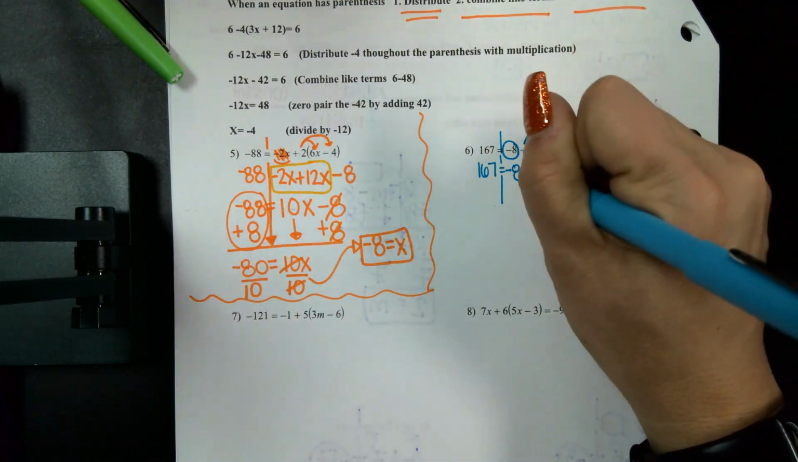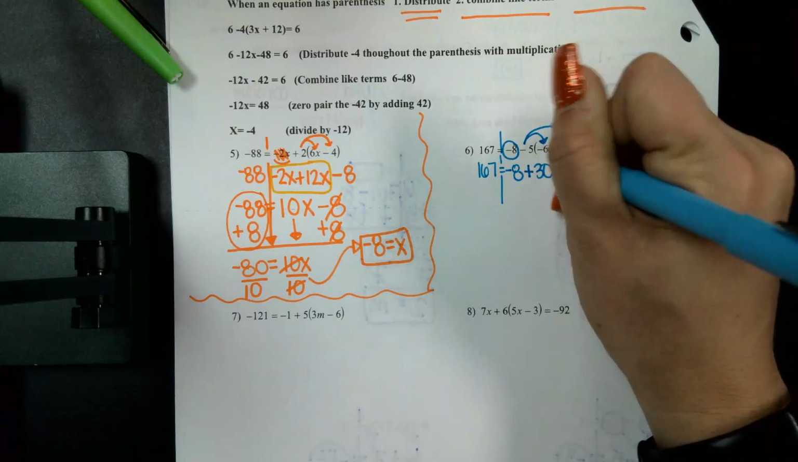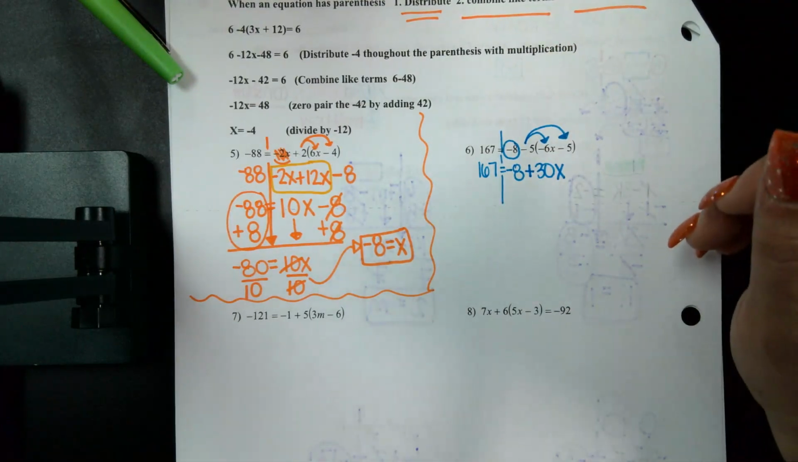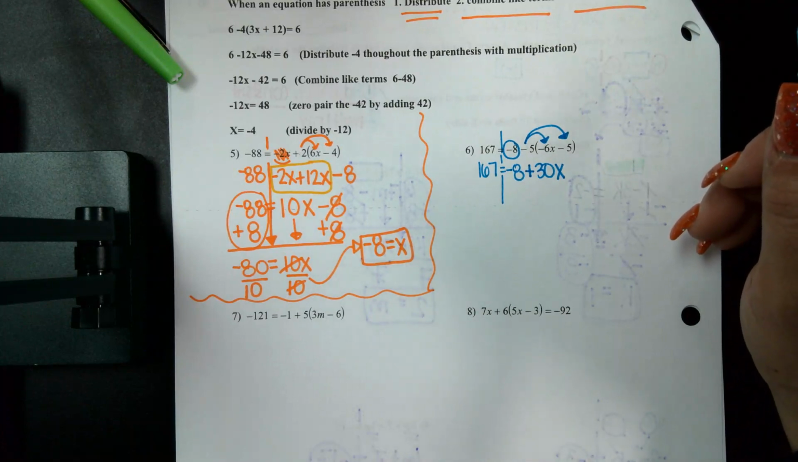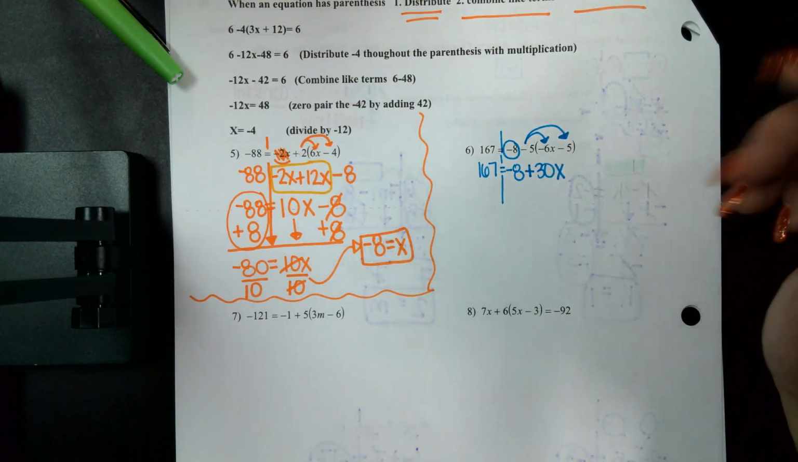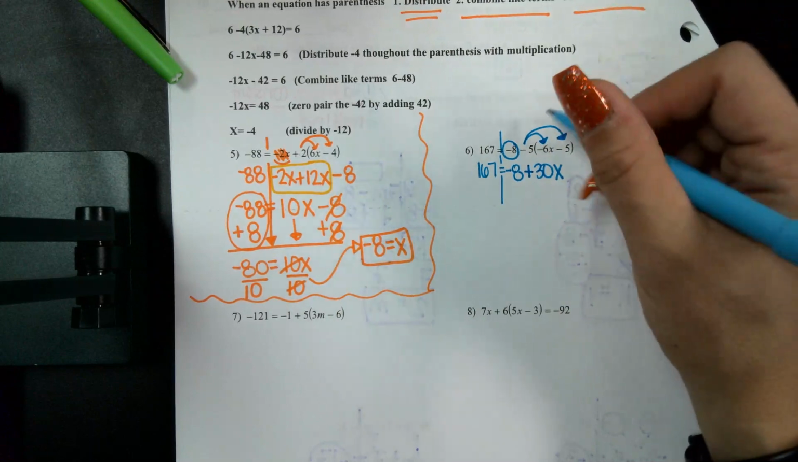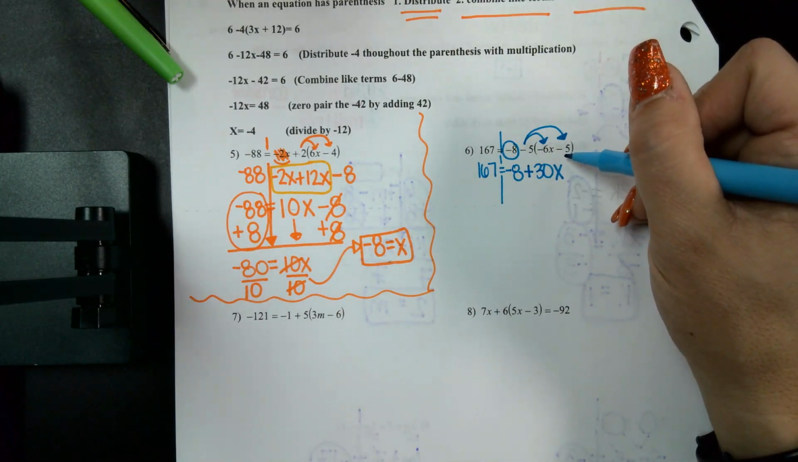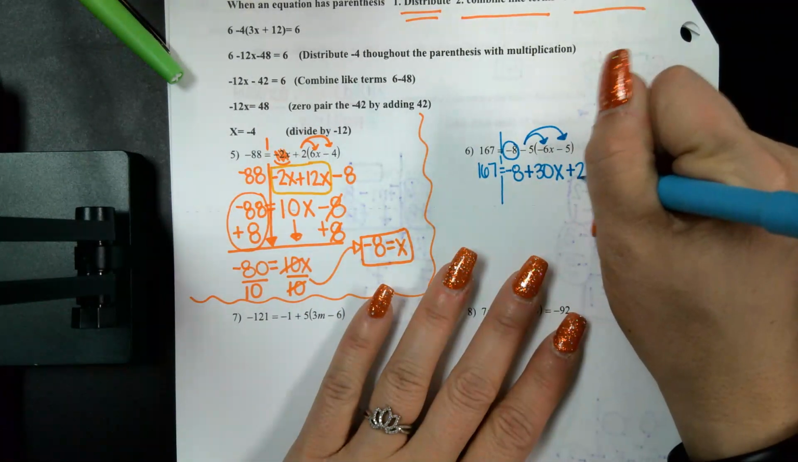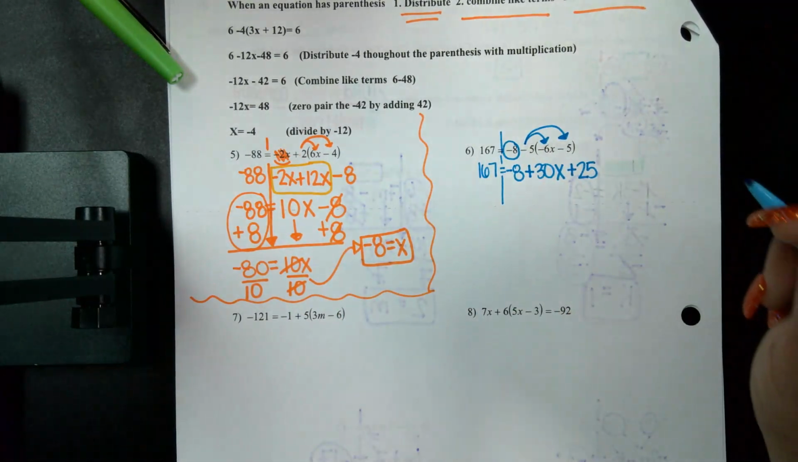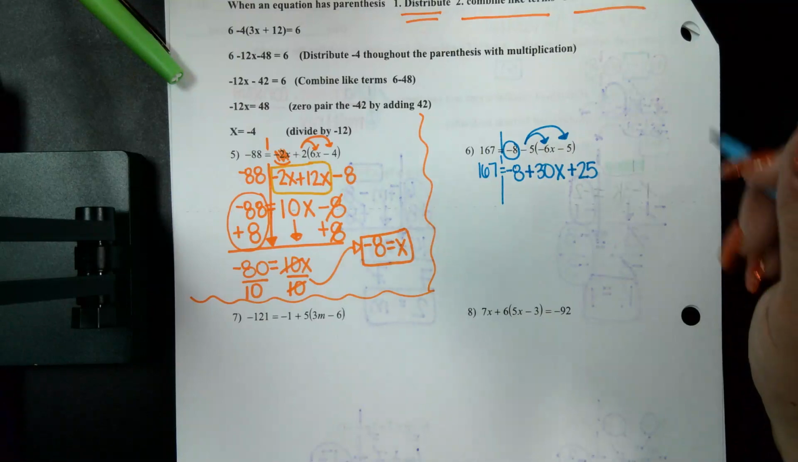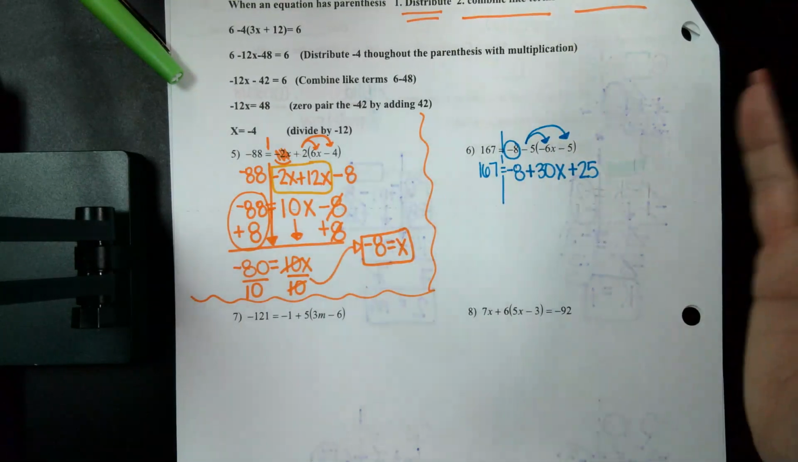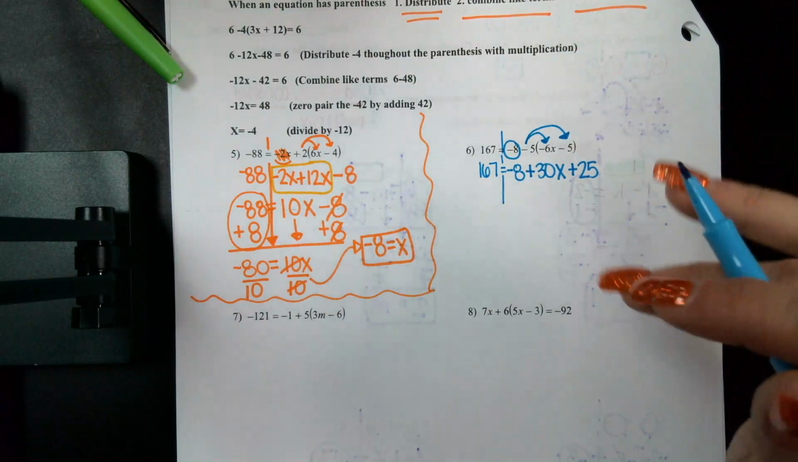So if it's a positive 30, you want to put plus 30, and then, of course, don't forget the letter X with it. If you accidentally leave that letter off, you're going to combine the wrong stuff. So you need to make sure you put that letter with it. And then negative 5 times negative 5 is positive 25. So you just put plus 25. So that's the new step. That's the new step that we're learning today.